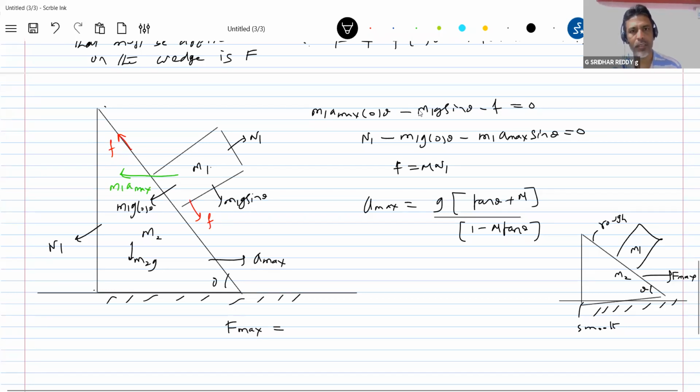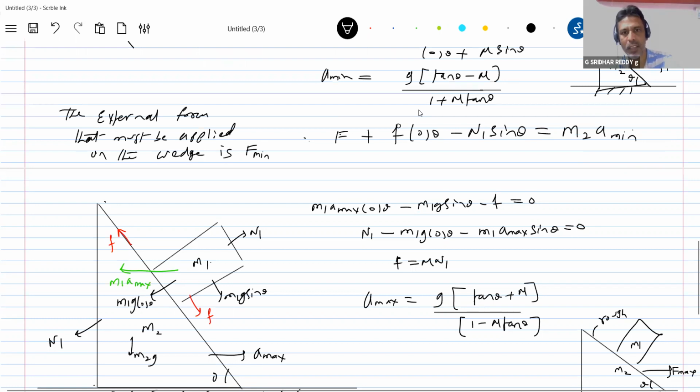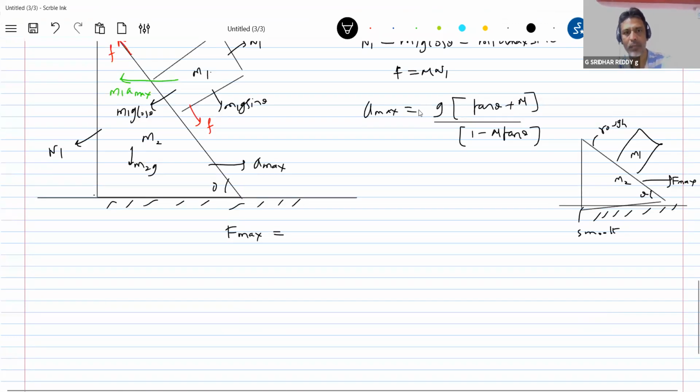What should be the value? I think here F minimum. I'll change the previous one. F minimum like this. We'll write it. We'll give different symbols here.